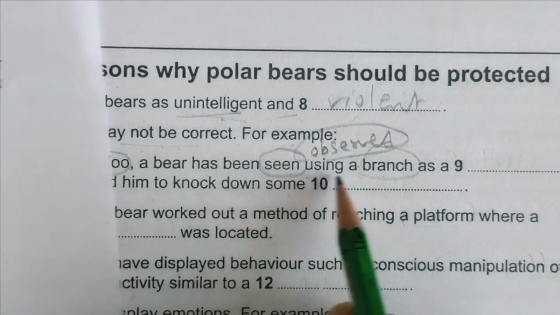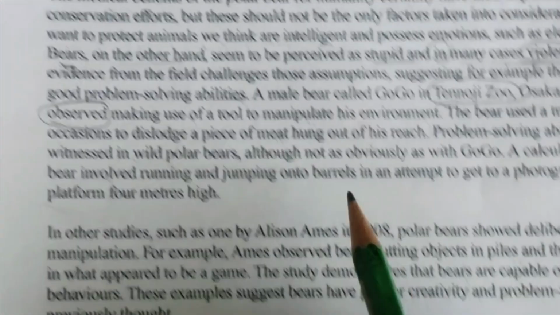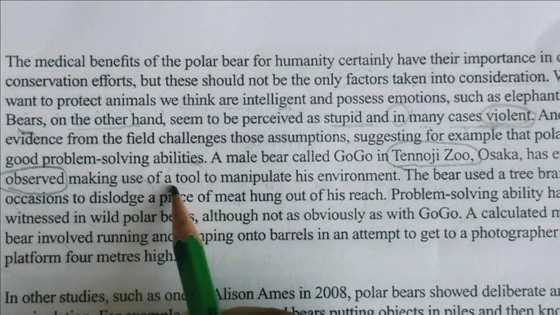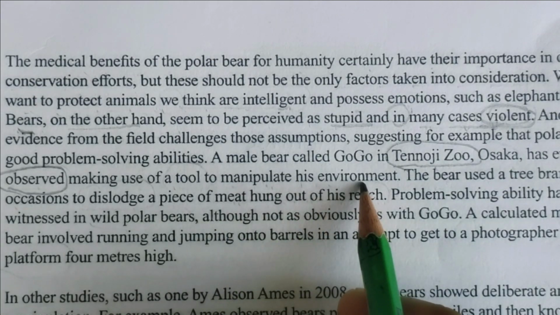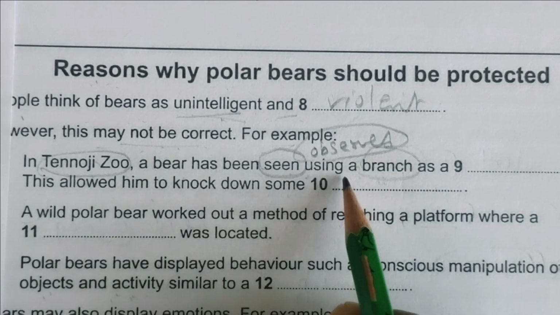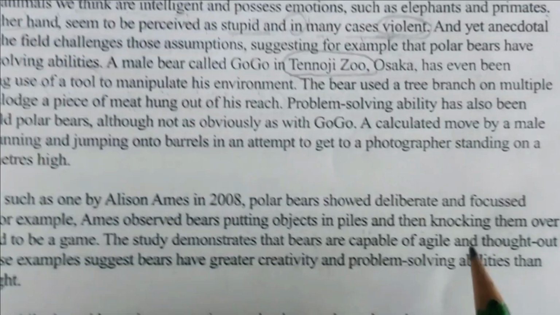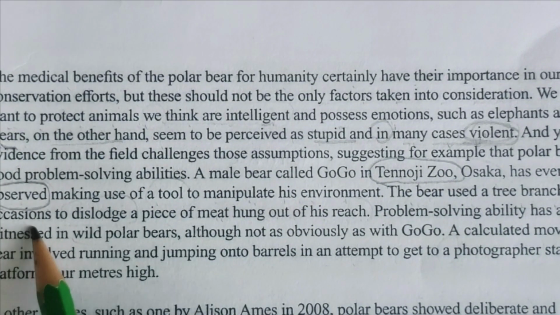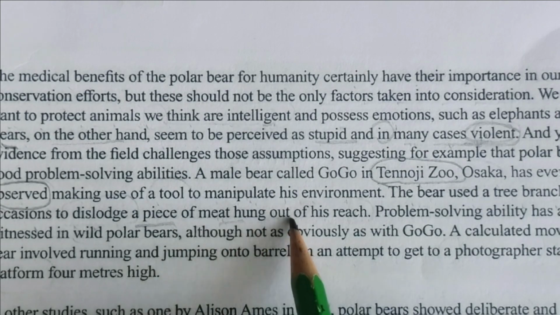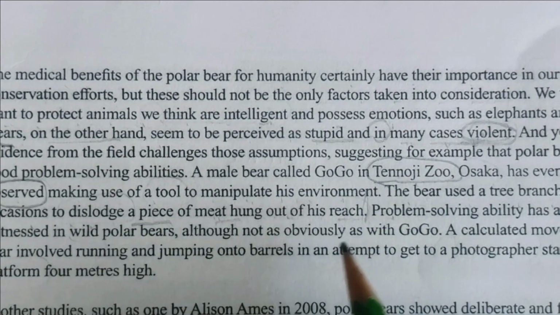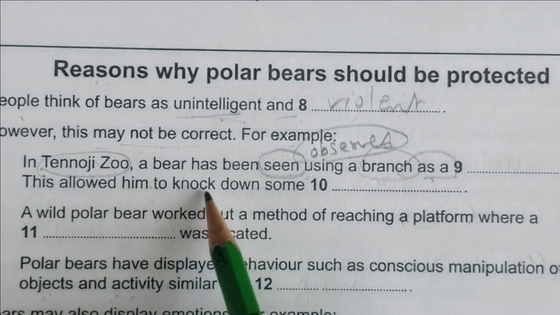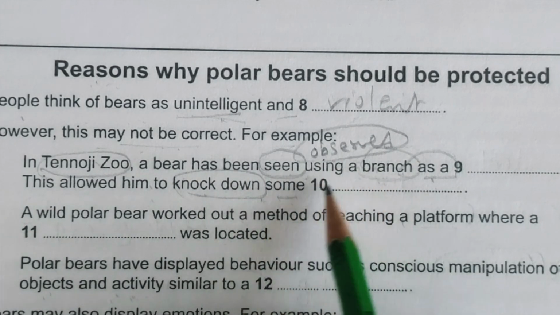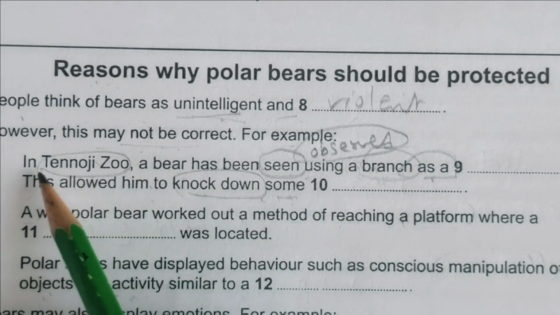Okay, bear has been observed using a branch as a, what they are saying, has ever been observed making use of a tool to manipulate his environment. Using a branch as a, what we can just write here, the bear used a tree branch on multiple occasions to dislodge a piece of meat hung out of his reach. So what we can just write over here, this allowed him to knock down some. Okay, knock down some. So both 9 and 10 are combined in one sentence.